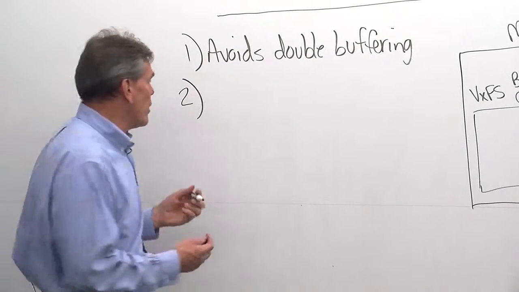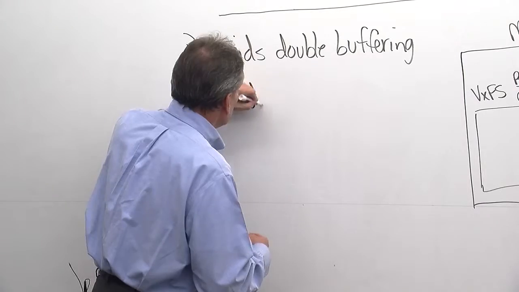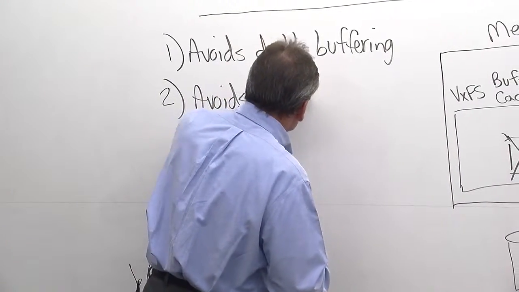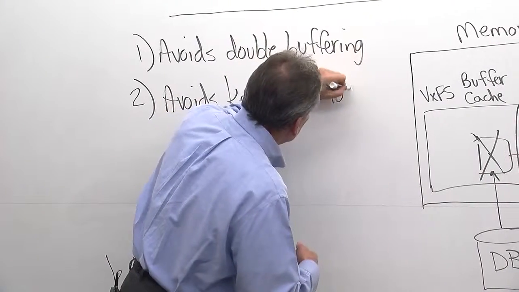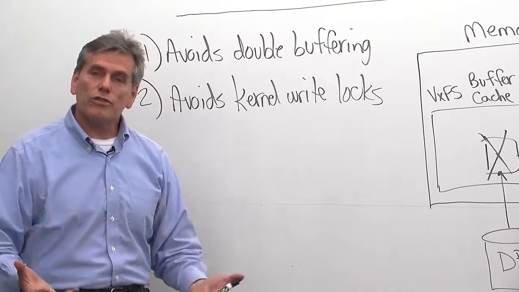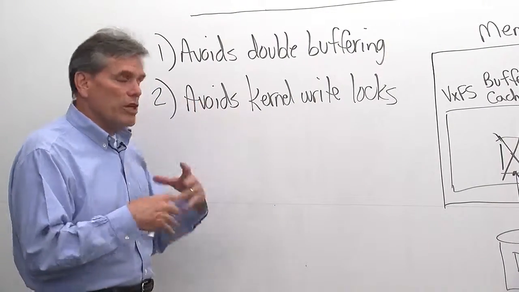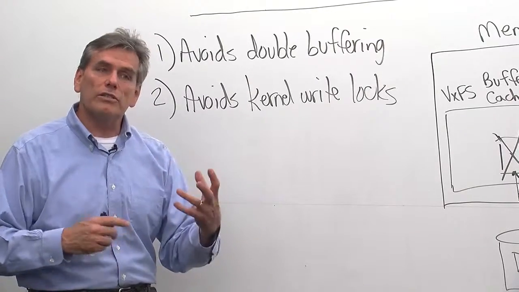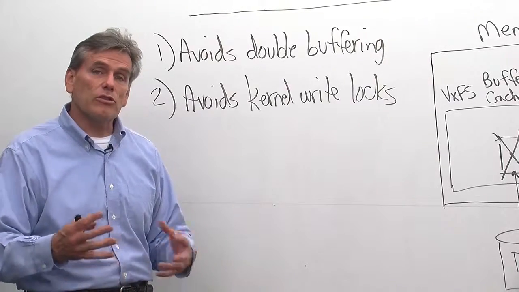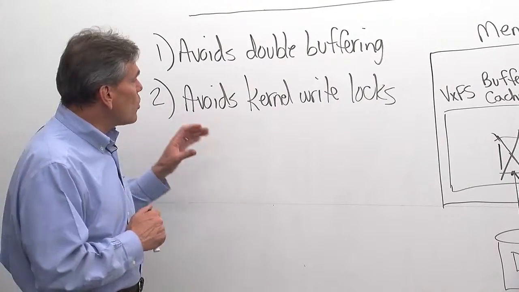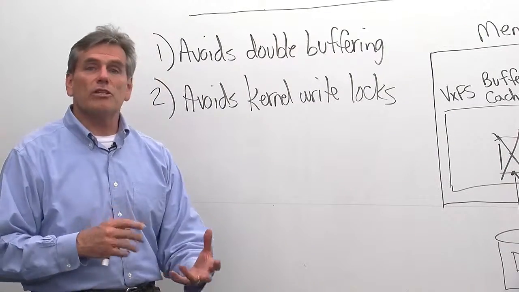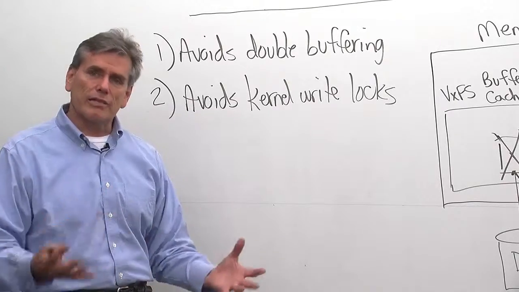Another benefit of CIO is it allows us to avoid kernel write locks. When you open a Unix file, traditionally there can only be one writer with a lock on it. Well, databases don't like that. They want to do their own locking. So with CIO we bypass that and allow the database to take care of the locking, row-level locking, that type of thing.